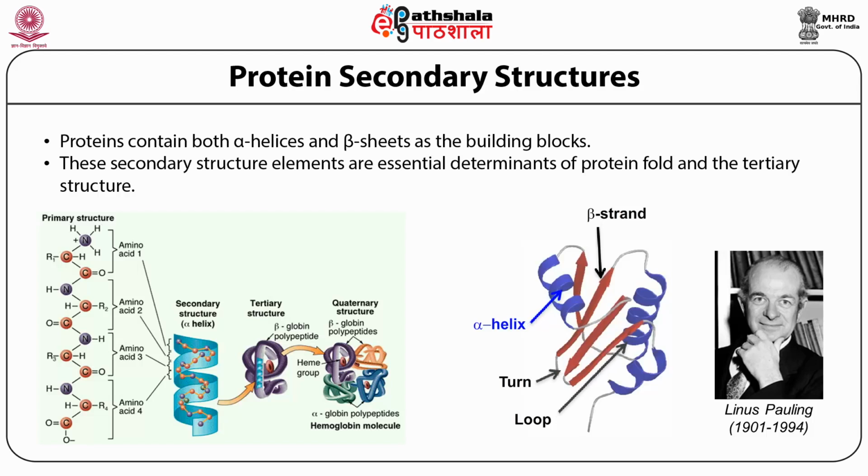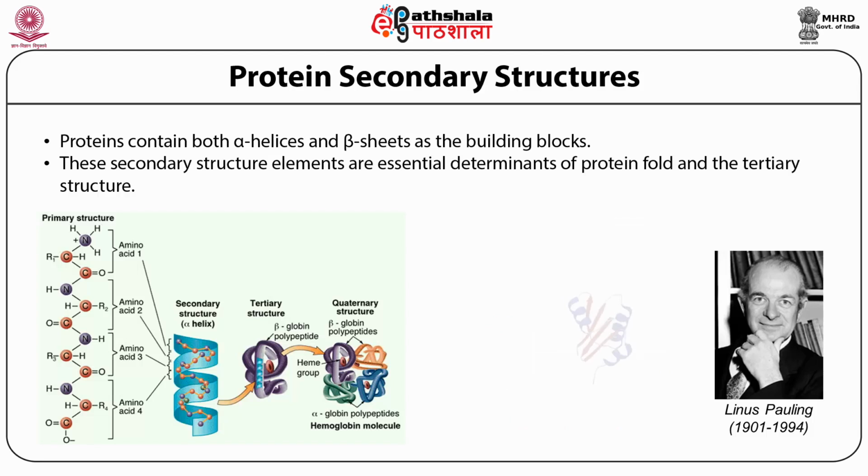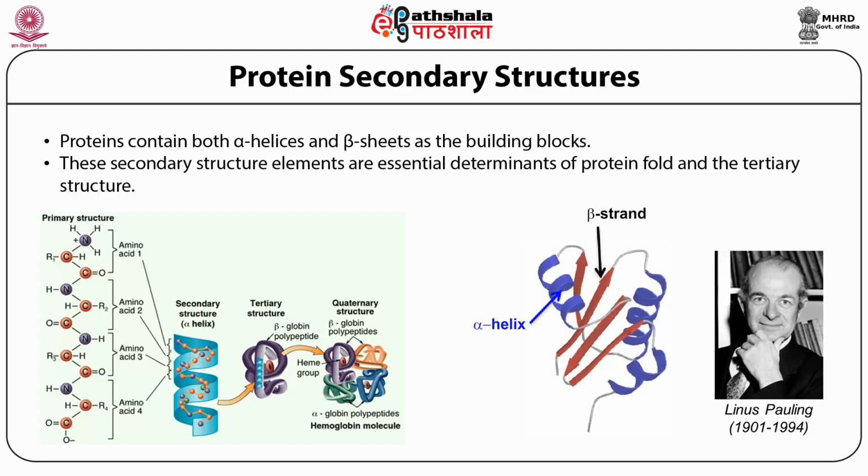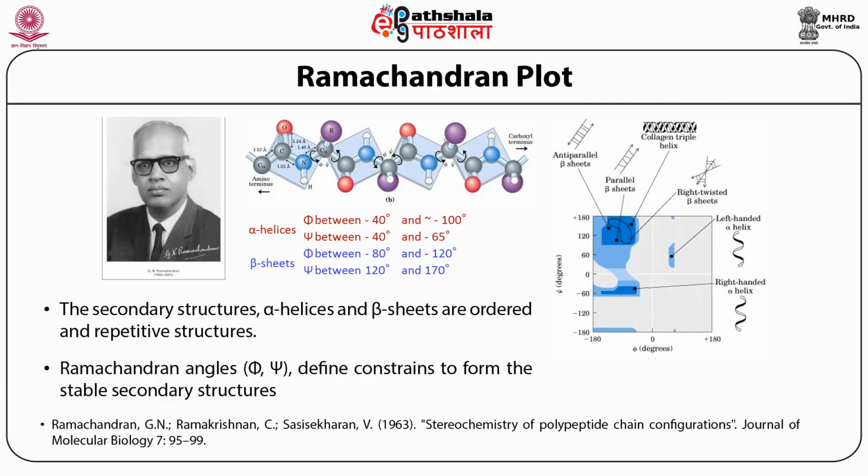Remember that many proteins contain both alpha helices and beta sheets as the building blocks, and these secondary structure elements are essential determinants of protein fold and the tertiary structure. The secondary structures, alpha helices and beta sheets, are ordered and repetitive structures. In a polypeptide chain, the main chain N-C alpha and C alpha-C bonds are relatively free to rotate. These rotations are represented by the torsion angles phi and psi respectively.